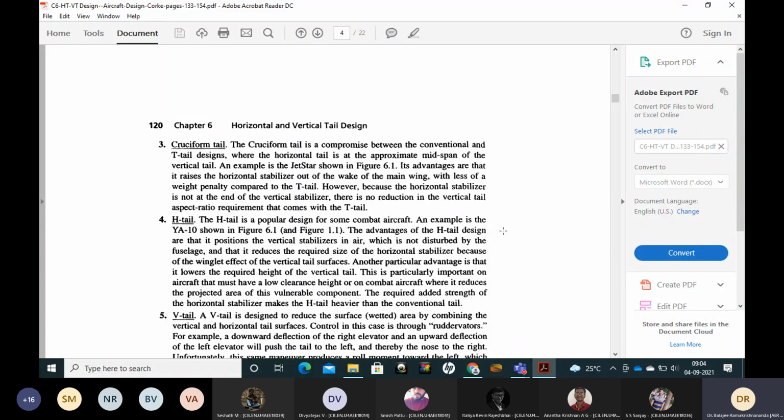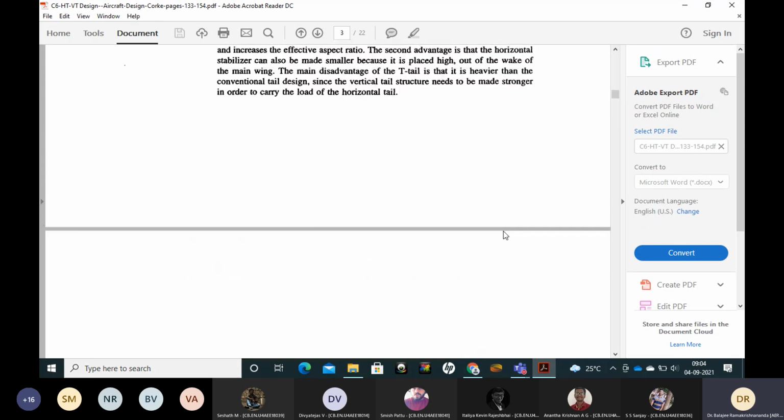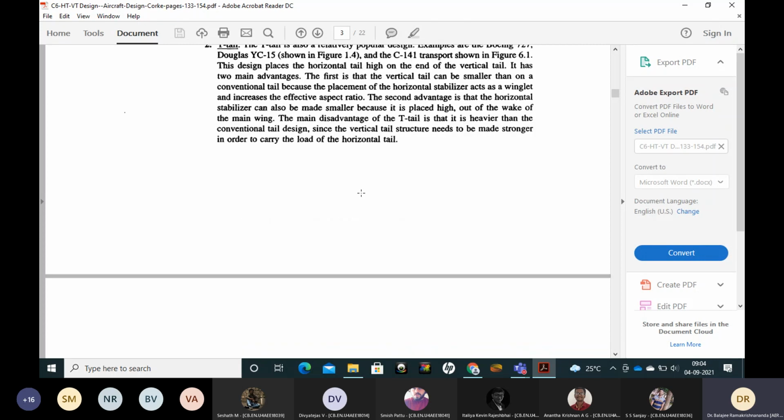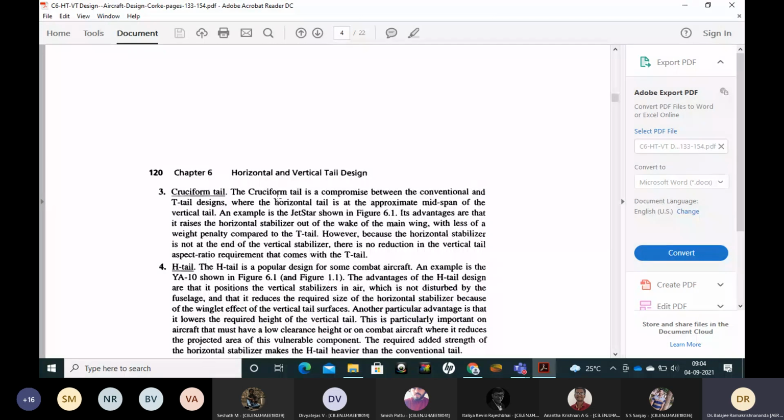Okay. And in a T-tail, the horizontal tail is at the end of the vertical tail, so it acts like a winglet. Usually at the end of any wing, you'll have a trailing edge vortex. If you have a winglet, the effect of this vortex is greatly reduced, so drag is reduced. So this horizontal tail will act like a winglet for the vertical tail in a T-tail. That advantage is lost partially in a cruciform tail.